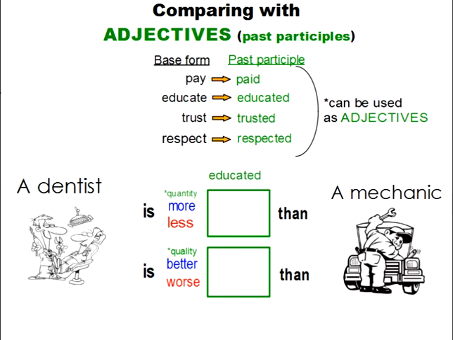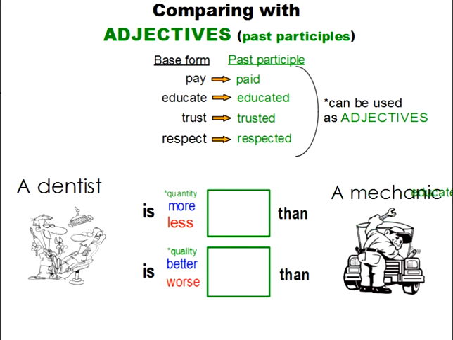Educated. Okay, who's more educated, a mechanic or a dentist? Well, I think a dentist. So I could say a dentist is more educated than a mechanic, right? Obviously, they have more education. But maybe I can think of the quality too, and I could think, well, yeah, a dentist is better educated than a mechanic, right? They have a better quality of education.